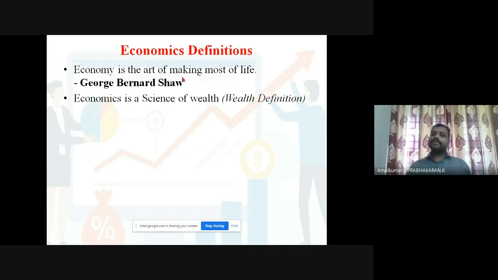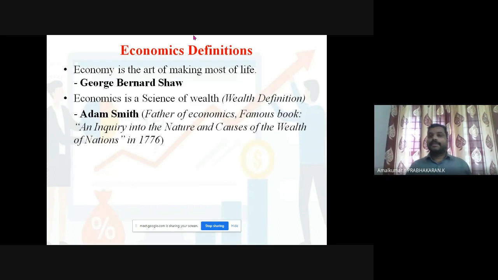The second definition is, economics is a science of wealth. This definition is called the wealth definition, and it is given by Adam Smith. He is considered the father of economics. His famous book is An Inquiry into the Nature and Causes of the Wealth of Nations, which was written in 1776.